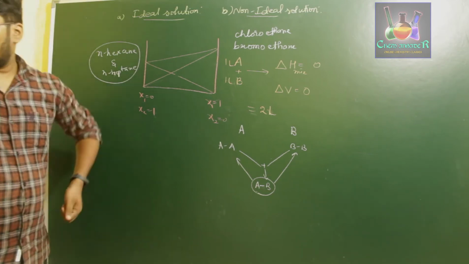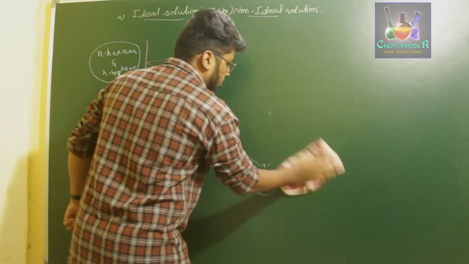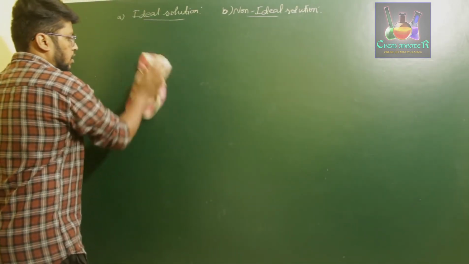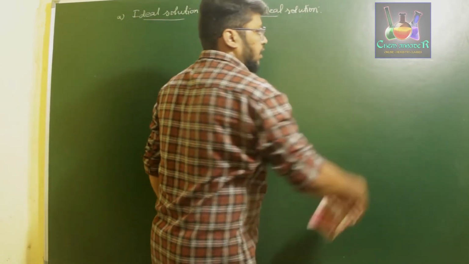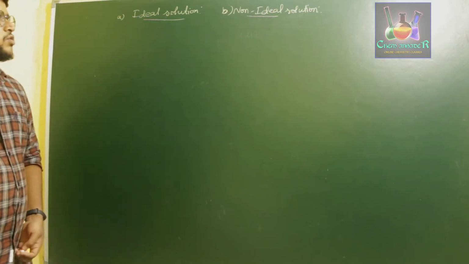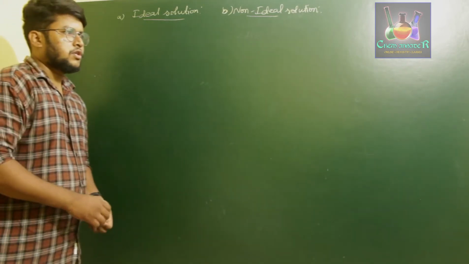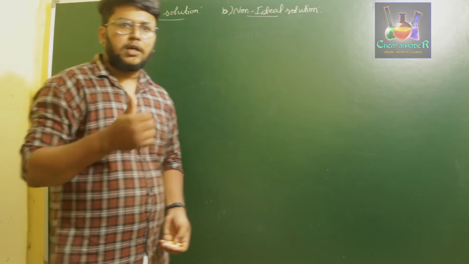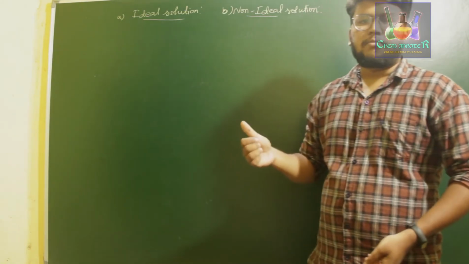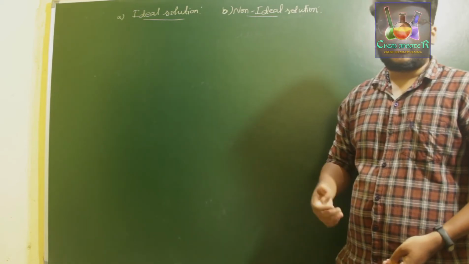Next, for a non-ideal solution: non-ideal solutions are clearly those which do not follow Raoult's law at any concentration. If a liquid-liquid solution does not follow Raoult's law of vapor pressure, then those solutions are called non-ideal solutions. Okay, so this non-ideal solution has a change in enthalpy on mixing and its volume changes on mixing, and further, the solute-solute and solvent-solvent interactions are not similar to the solute-solvent interactions.